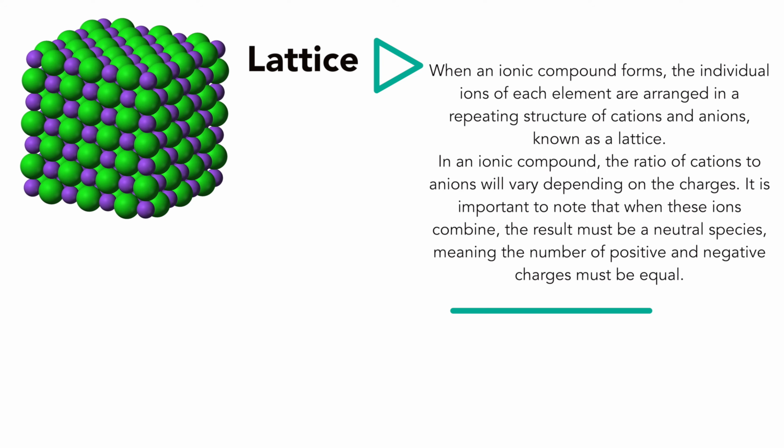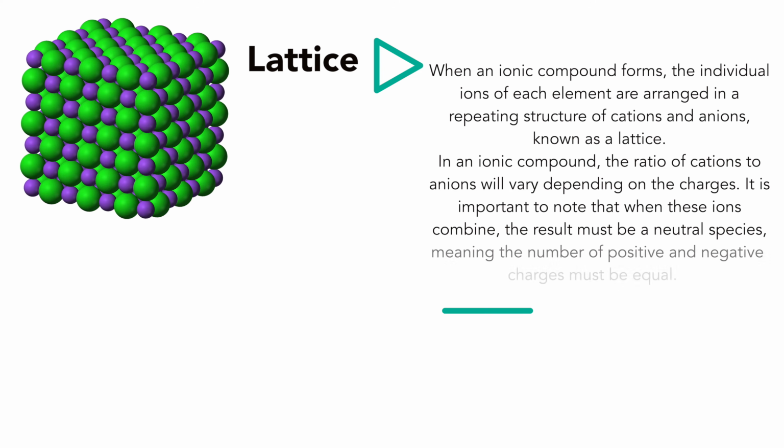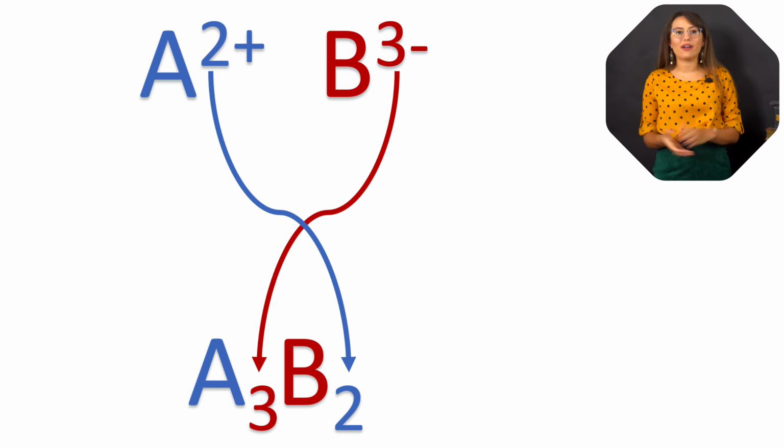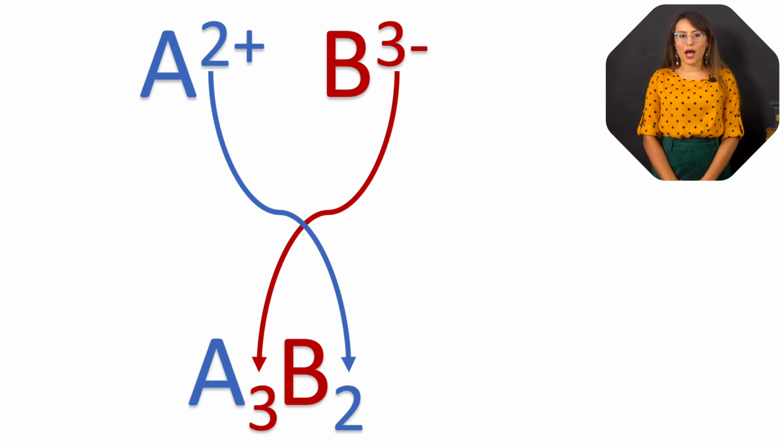In an ionic compound, the ratio of cations to anions will vary depending on the charges. It is important to note that when these ions combine, the result must be a neutral species, meaning the number of positive and negative charges must be equal. An easy way to determine the number of each ion in an ionic compound is to swap the ionic charges to become the subscript of the opposite ion.